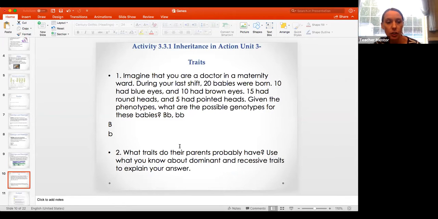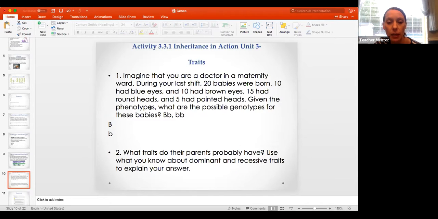From that, once you go from genotype and phenotype, you move into this little activity that asks you a couple questions about putting those into action. So this comes from 3.3.1, inheritance in action, looking at traits. Okay. So I asked you to imagine that you're a doctor in a maternity ward. And during your last shift, 20 babies are born. 10 had blue eyes and 10 had brown eyes. 15 had round heads and 5 had pointed heads. Given the phenotypes, what are the possible genotypes for these babies?